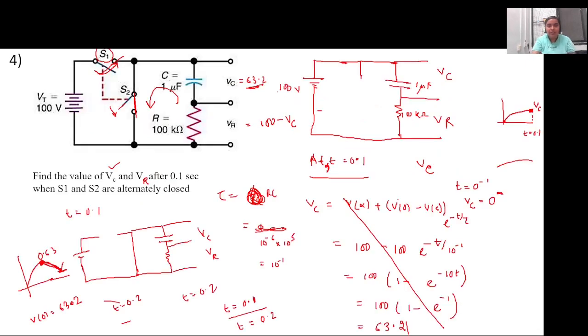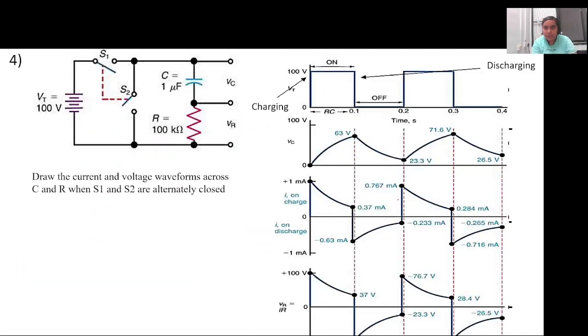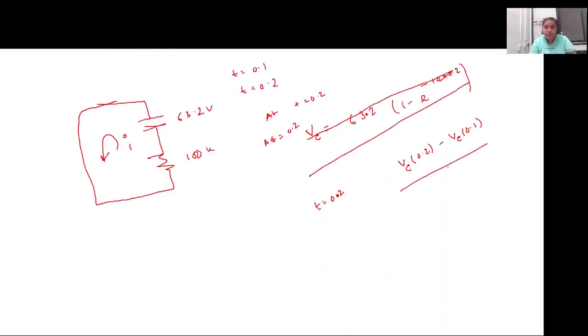You guys can try this out. What would be the answer, please? The answer is around, let me see, so it will be 23.3 volt. How would you get this 23.3? So this Vc at 0.2 we are calculating, and then how much discharge.